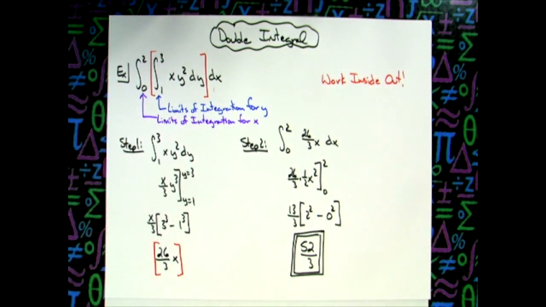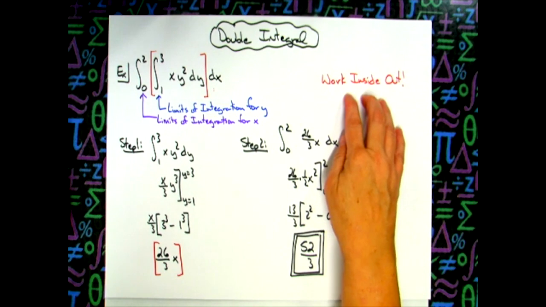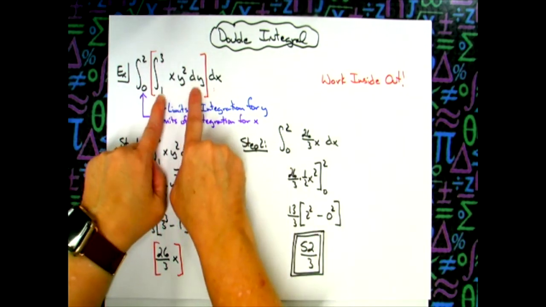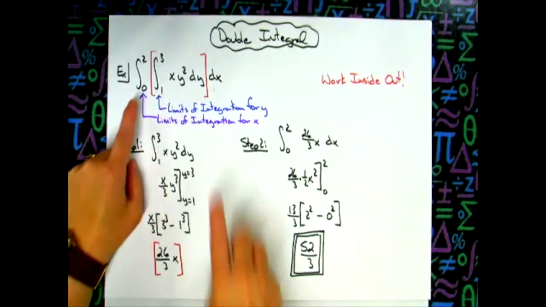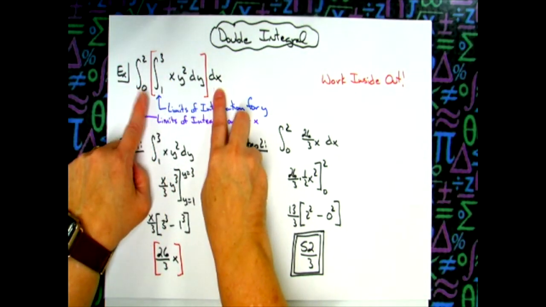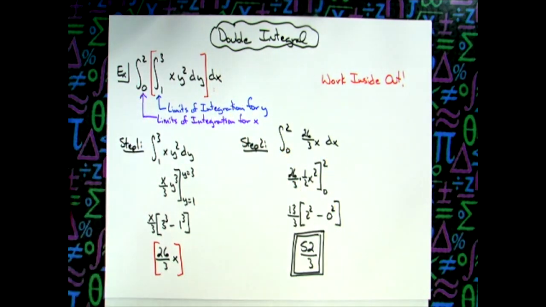But if you're first being introduced to these double integrals and just need the steps outlined, this always works. Work on the inside out. Keeping in mind then this one, we would be integrating first in terms of y, so x would be treated as a constant. These would be the limits of integration for x, and that would be our second step.